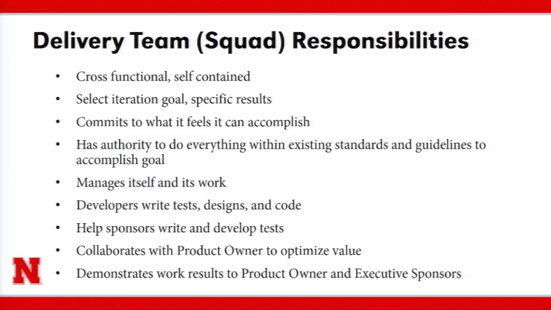Delivery team. So what are the students responsible for? Well, they're responsible for quite a bit, right? They need to develop those iteration goals with you, the release goals with you. They also need to have authority, though, and they need to be self-managed. That is a part of Agile, and we want to have that with the teams as well. They develop the test cases. They actually do some development and some coding. They help those sponsors write and develop test cases, if you like, and they collaborate with that product owner to optimize value. They do many, many other things.